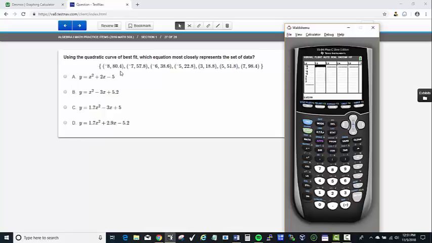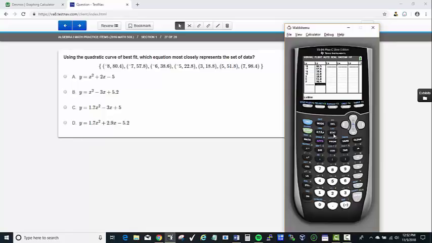Now, right arrow over, I want to put in my y values. So 80.4, 80.4, 57.8, 38.6, 22.8, 18.8, 51.8, and 98.4. Okay, so I have 7 x values, 7 y values entered.